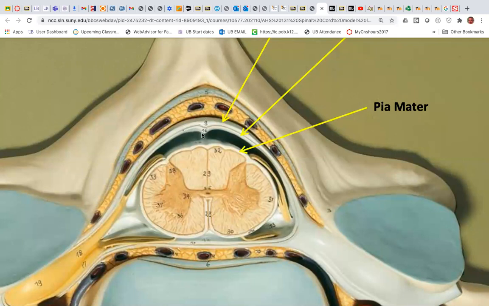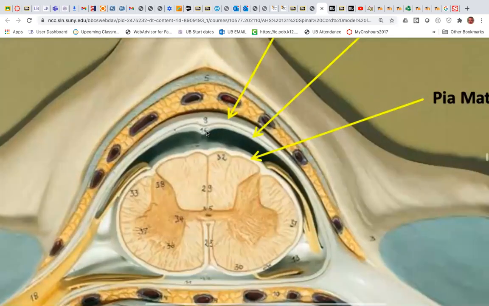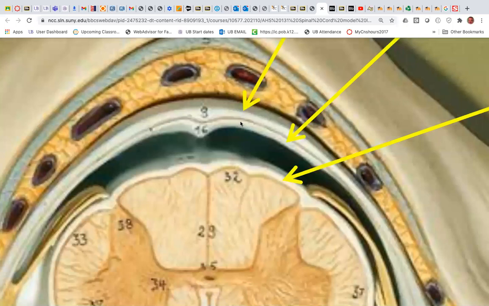Number 16, if we zoom in here, it looks like a number 16, and then we have a number 9. So these are the other two meninges. Number 9 is the external one, that's the dura mater, and number 16 is the middle one, it's the arachnoid. So you have PAD, you have pad, from deep to superficial, pia, arachnoid, dura. Pia mater, arachnoid mater, dura mater. This line, you could see, is the space that's separating those two meninges.